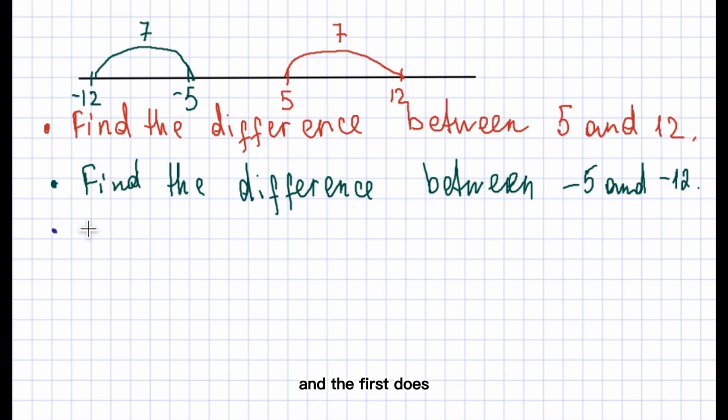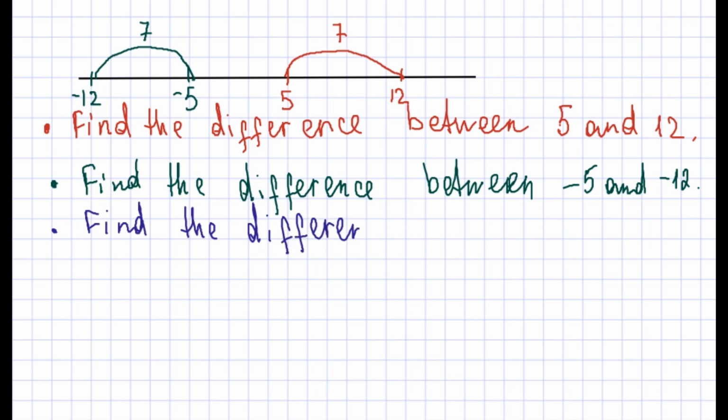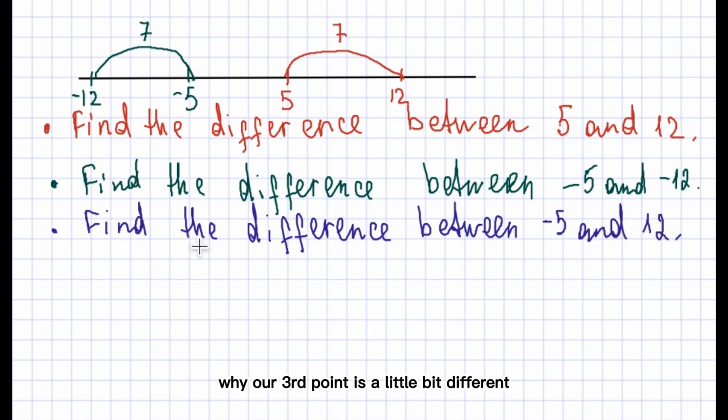And the third point of ours is find the difference between -5 and 12. Okay. Why our third point is a little bit different than first and second. In the first point, we found the difference between two positive numbers. In the second point, we found the difference between two negative numbers, but now we are going to find the difference between one negative and another positive number.